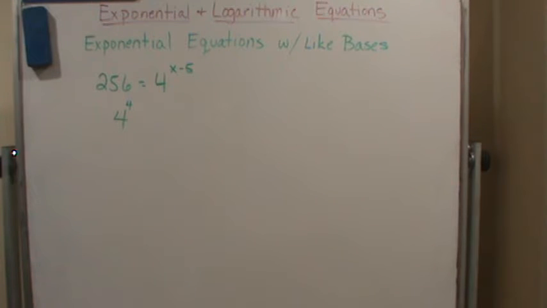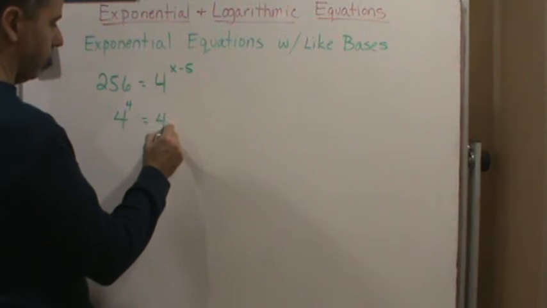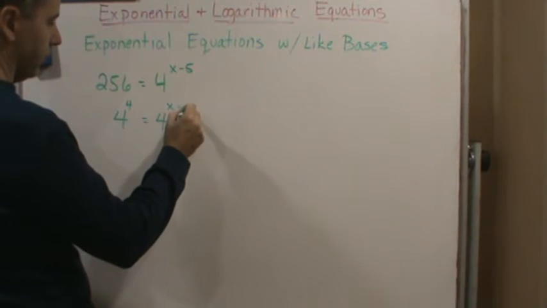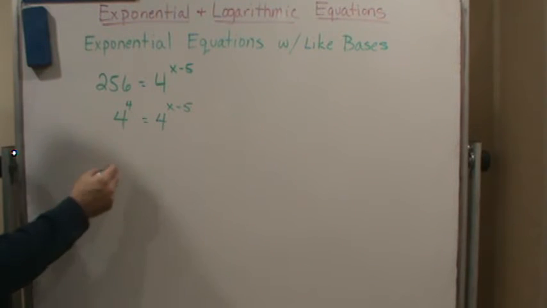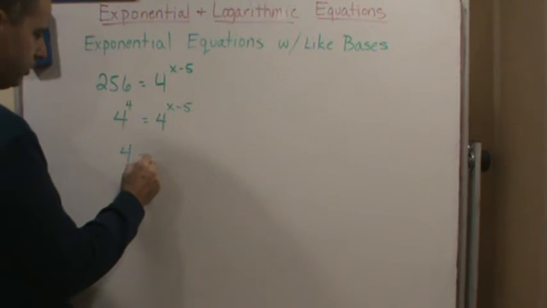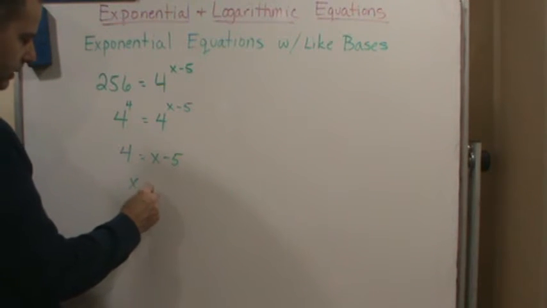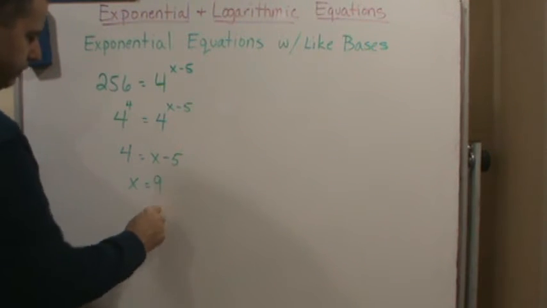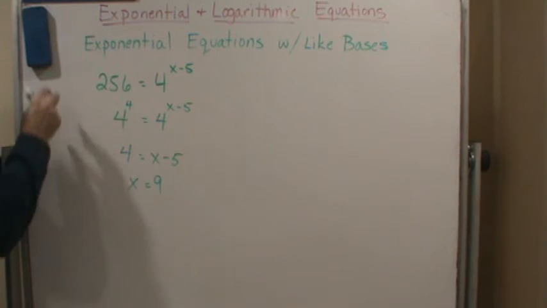So you can raise this 4 to the 4th, which is equal to 4 to the x minus 5, right? So you could do that. And then use the one-to-one property, and you get 4 is equal to x minus 5, and then you get x is equal to 9. Okay. Now, is that the only way you could have done it? No.